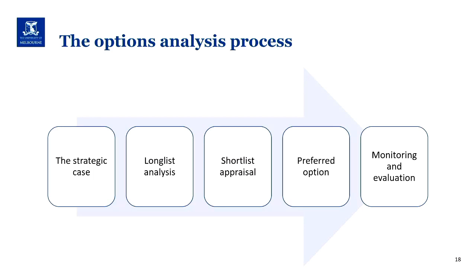So we are going to focus on the cost-benefit analysis, okay? And that is actually the one that you have in a lot of the documentation in Australia. So this is the options analysis process. This one comes from the Green Book. So you have the strategic case, which is also called the need for change. That is the one that we were talking about last lecture. Then you have the long list analysis, the short list appraisal, the preferred option, and monitoring and evaluation.